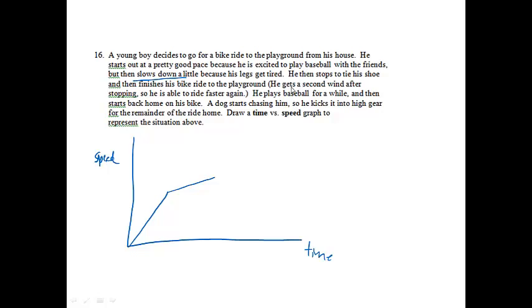Okay, he then stops to tie his shoe. Well, if he stops, his speed's going to have to go down to 0. He stops to tie his shoe, so there should be a little space where he's not going any speed at all. And then he finishes his ride to the playground, and he got a second wind, so he's going to go pretty steep again until he gets to the playground. So he gets to the playground.